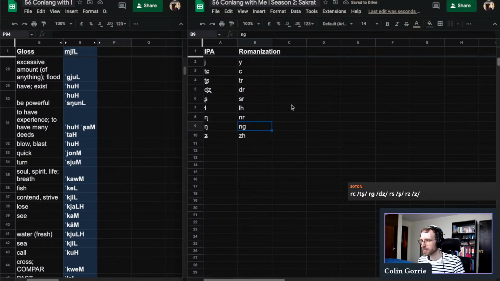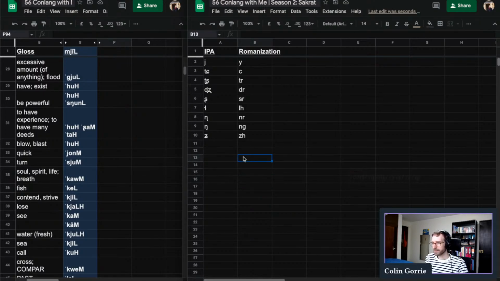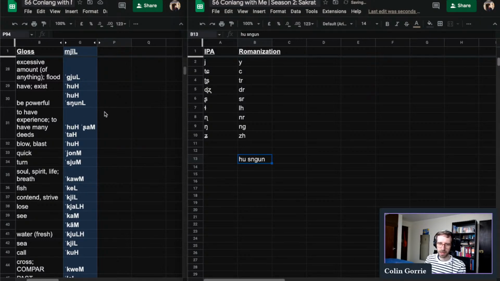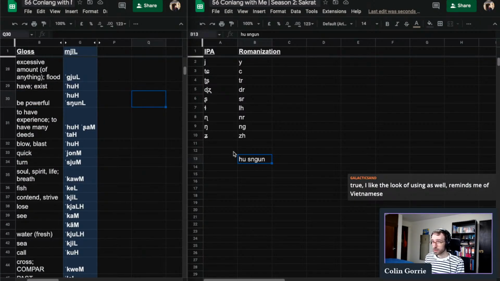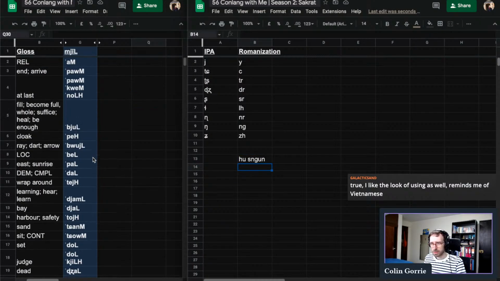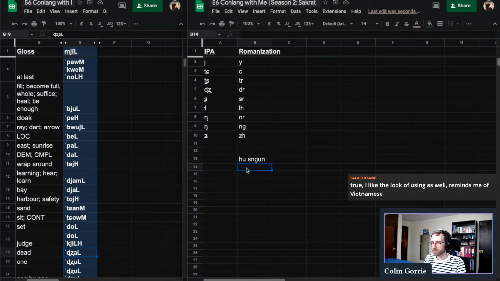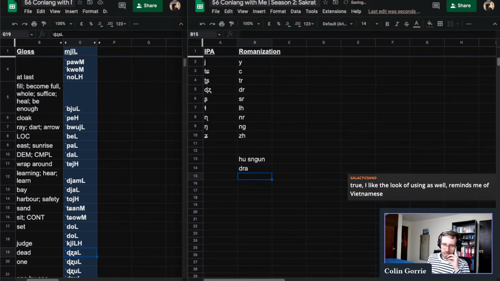So let's find some text to play with. So husngun, ignoring tone for now. So this is the word to be powerful. Husngun. Then we have, what's another one? We have the word dead, which would be ja.